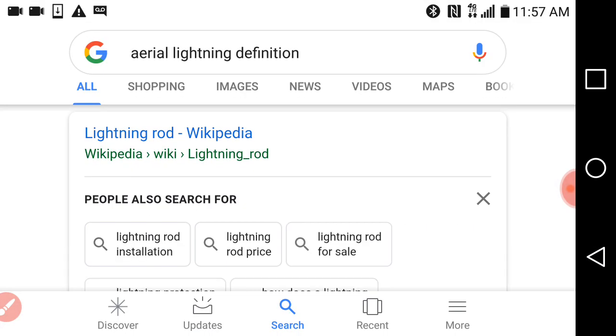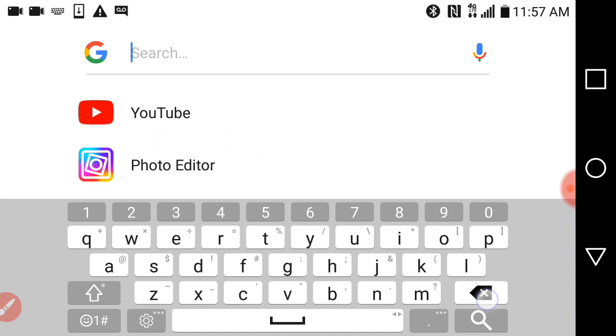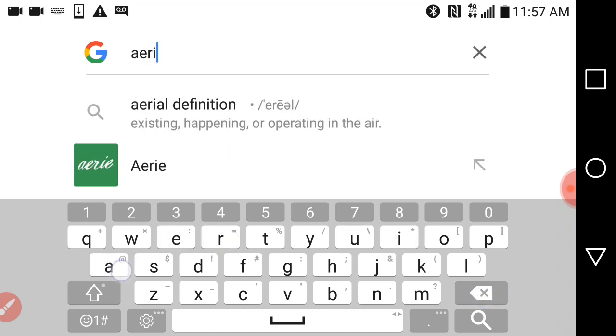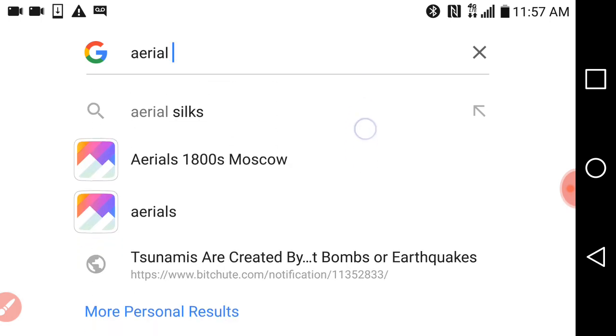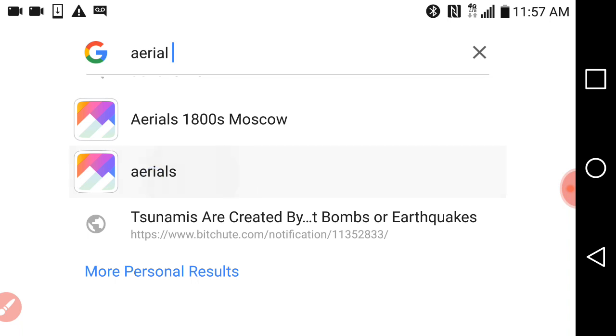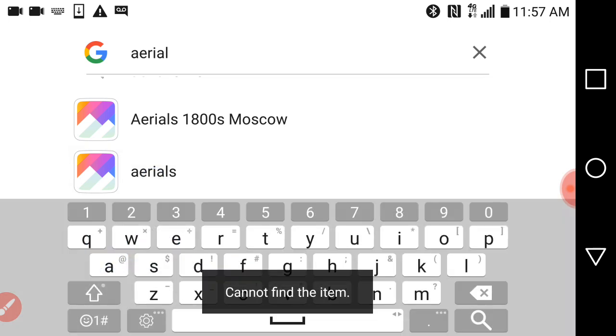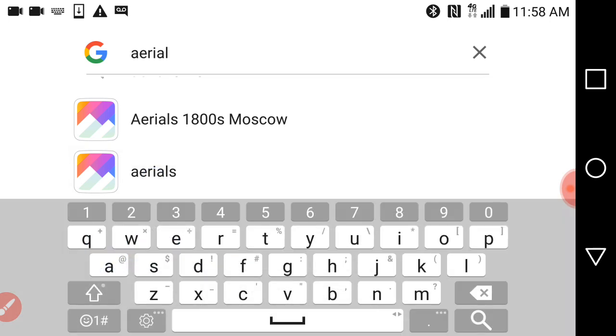And we're on Google here. So this is one of the biggest search engines ever. I can't get a definition. I should be able to get a definition for aerial lightning. Aerial. Strikes, silks, aerials. I can't get a definition for anything. Cannot find them. Look.